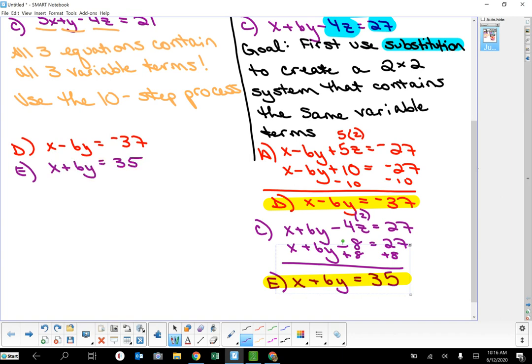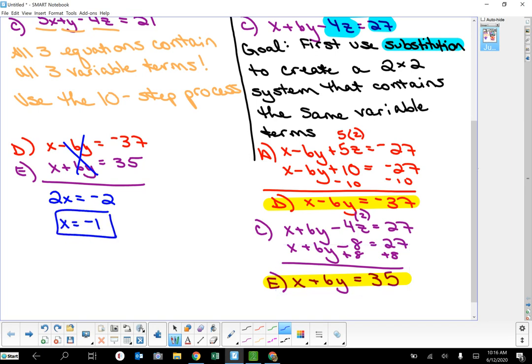And in this one, we don't have to actually do anything for elimination to happen. You can see if you add down, the 6y's will eliminate themselves, giving us a 2x equals negative 2. So x is going to equal negative 1. Okay, so we now have 2 of our 3 variables.